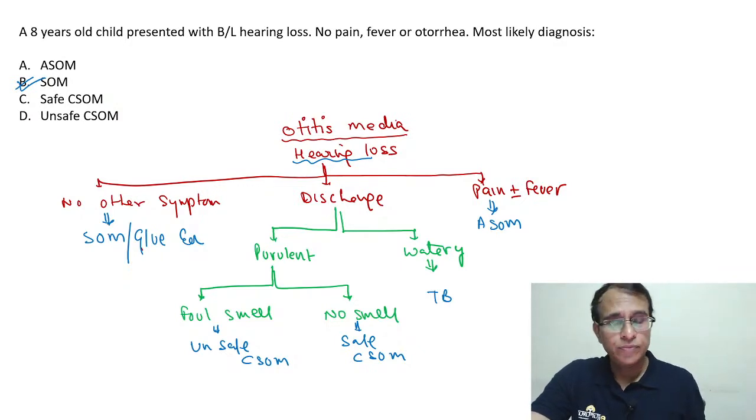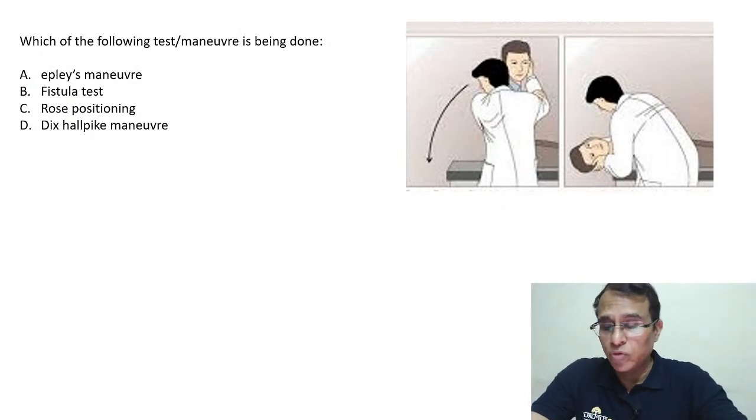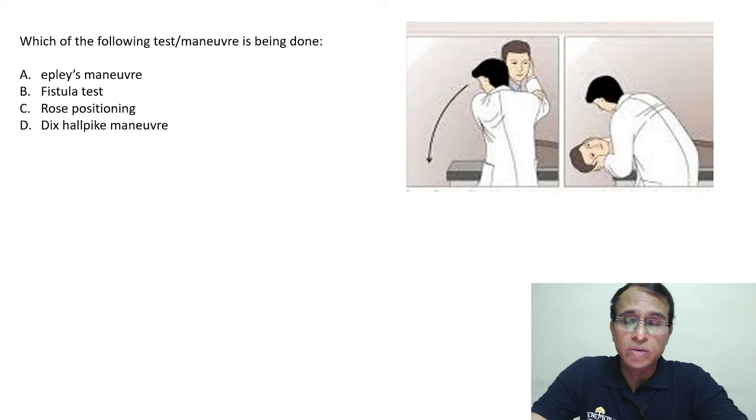Should we proceed to the next question? Which of the following test maneuvers is being done? Is it Appley's maneuver? Is it fistula test? Is it Rose positioning? Is it Dix-Hallpike maneuver? This one is simple. I am sure most of you will know this because it's a very popular kind of question, isn't it? Most of you should be able to make a diagnosis with this one.